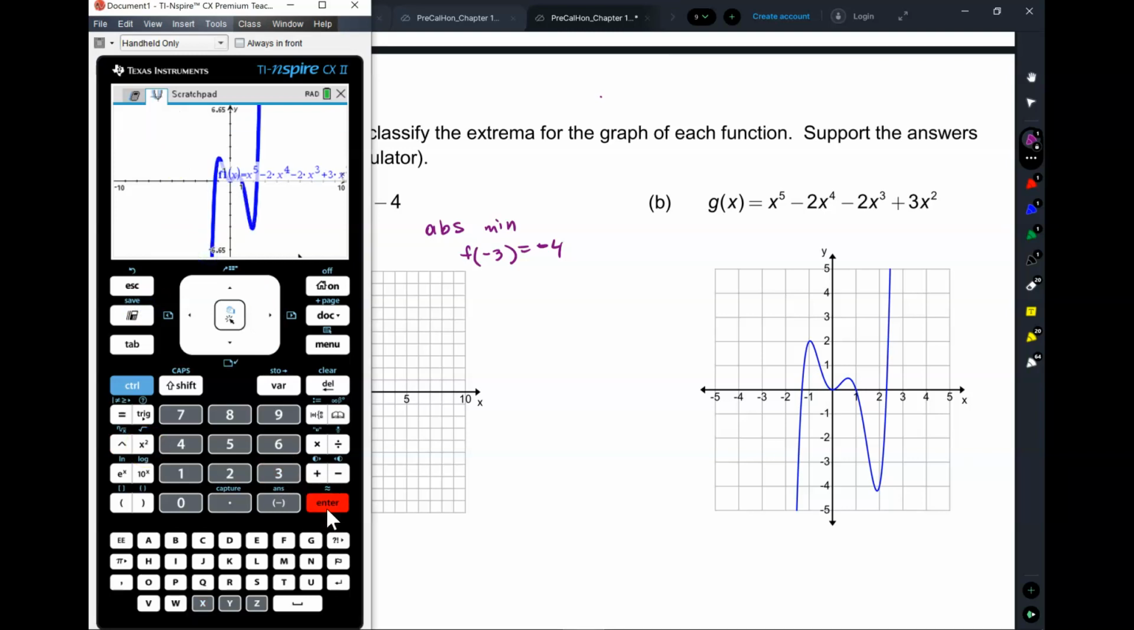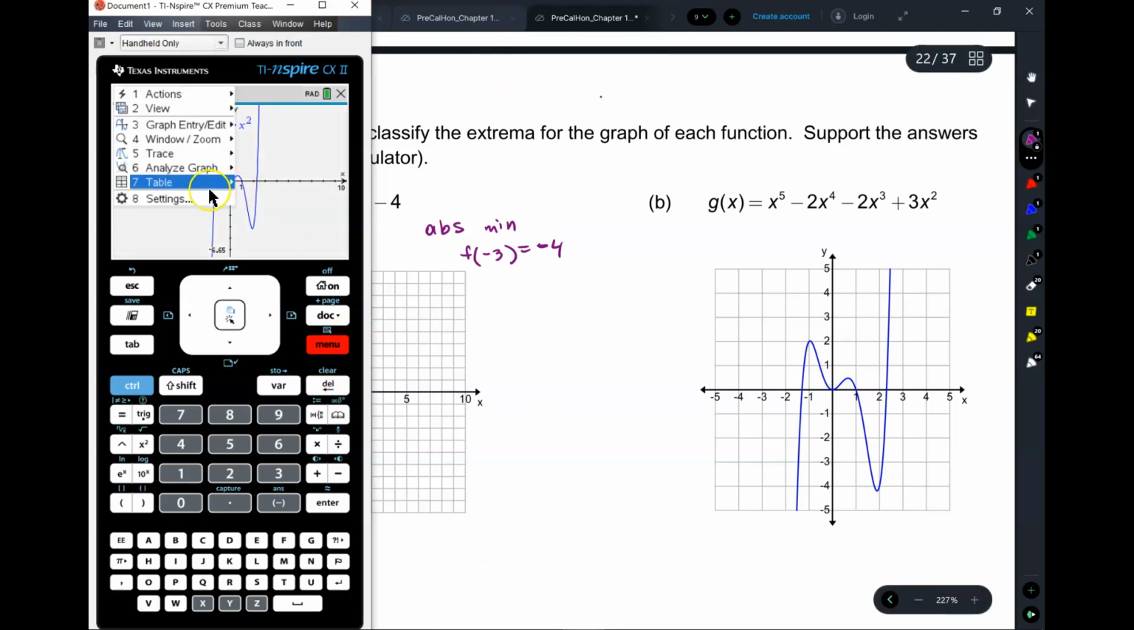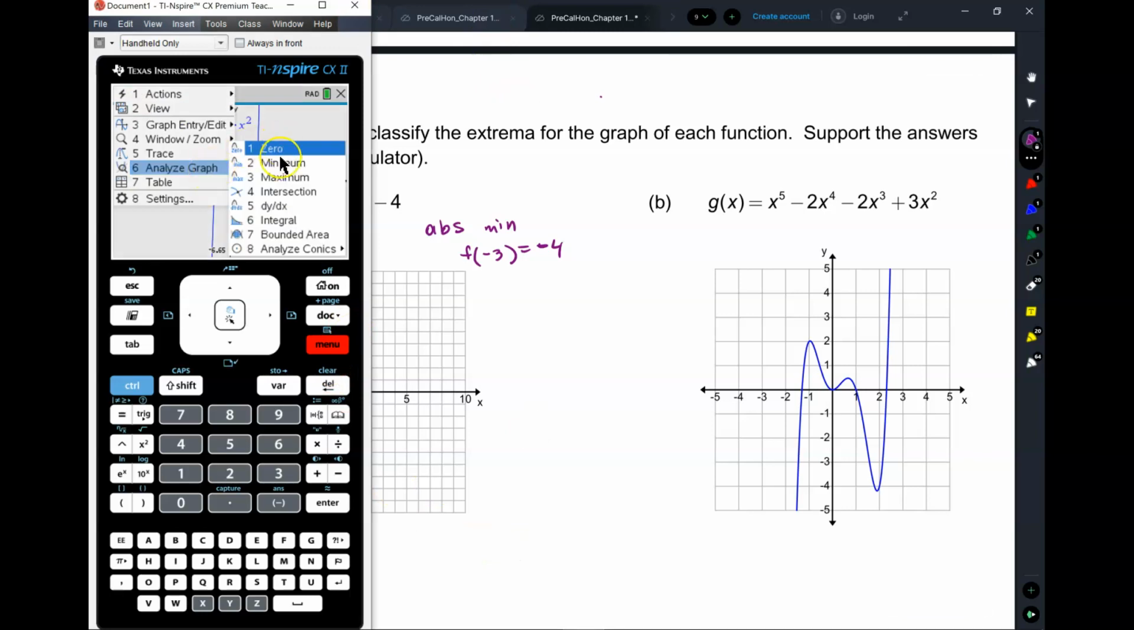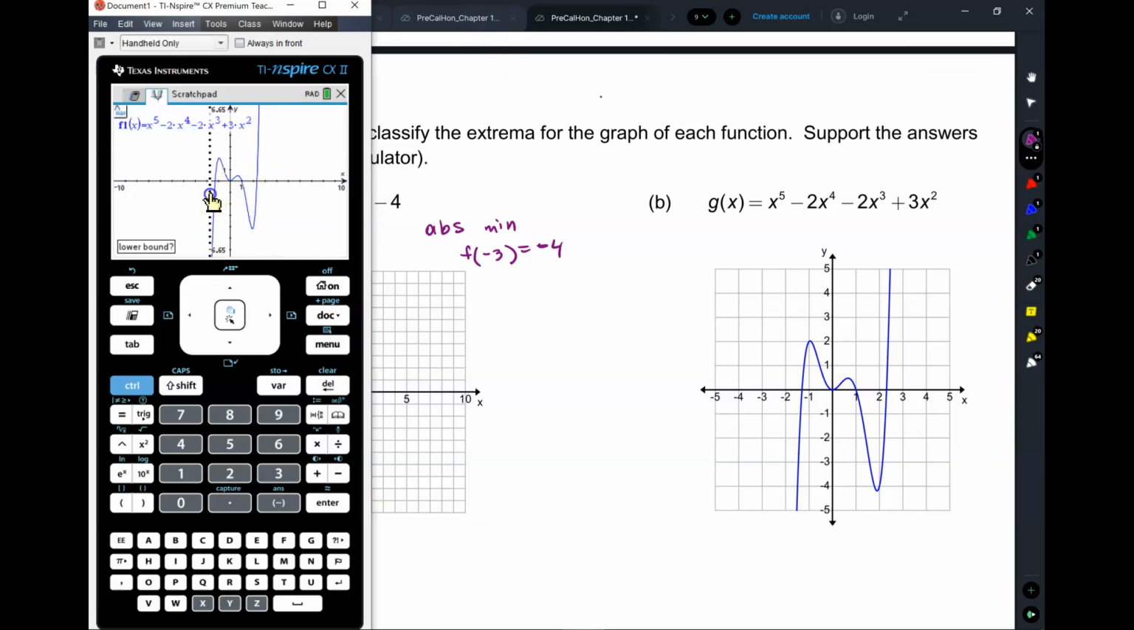So you should get a graph that looks similar. If you really want it to look identical to mine, you could just adjust the window. But regardless, all we're doing this for is to figure out the minima and the maxima. So how do you guys find minima and maxima? Because there is more than one way. Okay, so there are two ways. One is menu, analyze graph, maximum, and then I'm gonna find the leftmost point, which is that one. And you guys know how to grab them and move them somewhere so you can see it better?